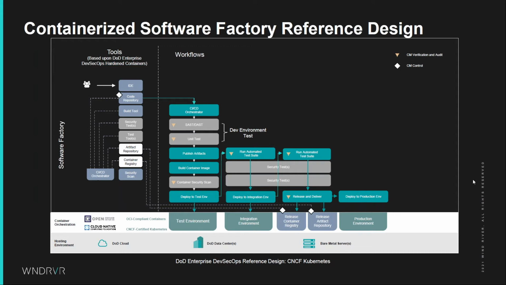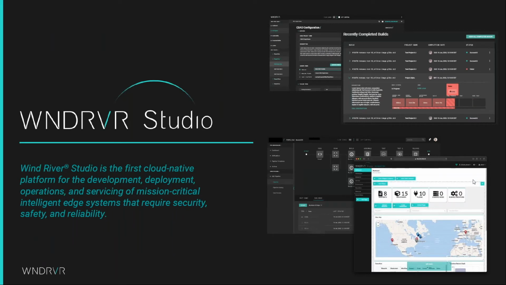But moreover, because they have this platform, they're able to actually tag any reports generated from their testing phase and tie it straight back to not only the source code that was used to produce it, but also how it's built. So they've got a full chain of custody of how the software is being developed for this mission critical system. So if we flip forward to slide 8, that's where Wind River comes in with Wind River Studio. Wind River Studio is the first cloud-native platform for doing this type of development for these mission-critical systems. And it not only includes the development and the deployment phases, but it also takes in consideration how you want to do your operations and servicing of these intelligent edge systems that really do require high security, safety, and reliability.